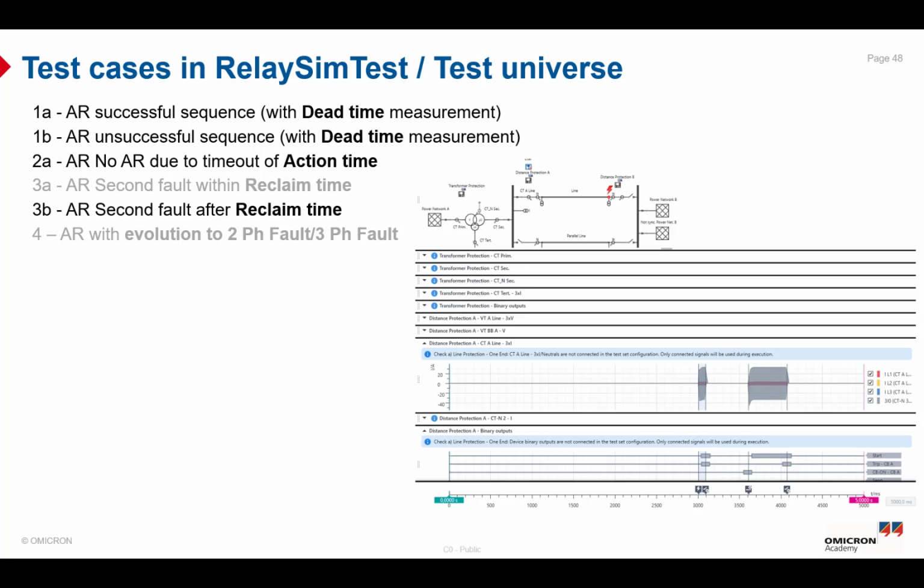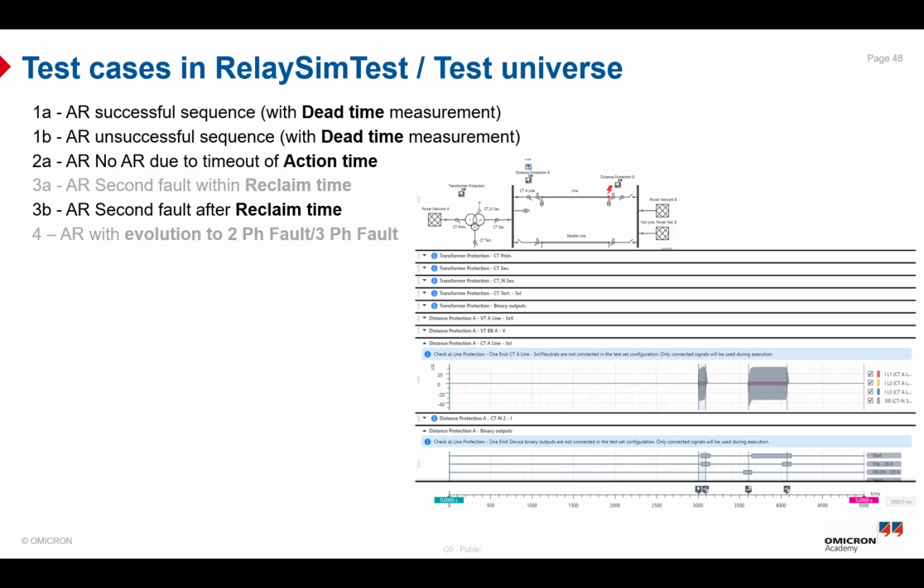So the first test case is the AR successful sequence with dead time measurement. In this sequence, the fault is extinguished successfully during the dead time pause, and the AR is successful, which means there is no trip during the reclaim time. So the AR sequence is considered a successful AR in this case.